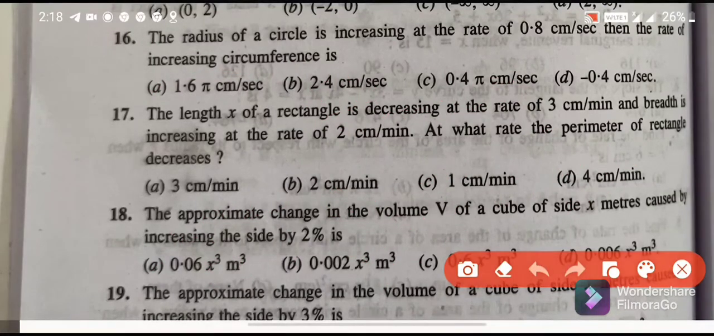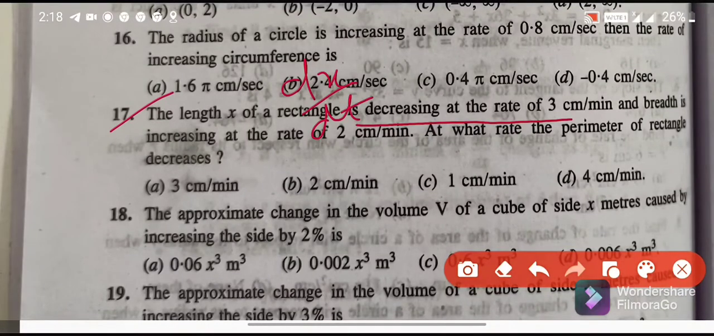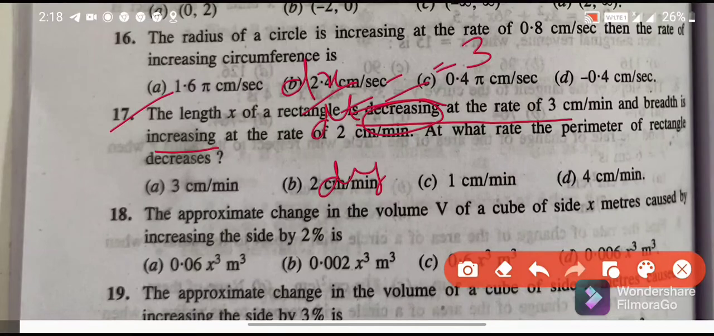Next question, the length x of a rectangle is decreasing at the rate of 3 centimeter. Let length of the rectangle is equal to x. So dx by dt is equal to minus 3. For decreasing we use negative sign. And breadth is increasing at the rate of 2 centimeter, that is dy by dt is equal to 2. For increasing we use positive sign, dy by dt is equal to 2.